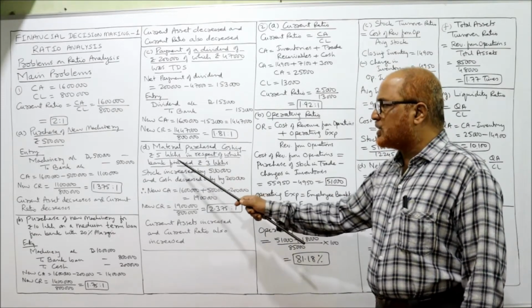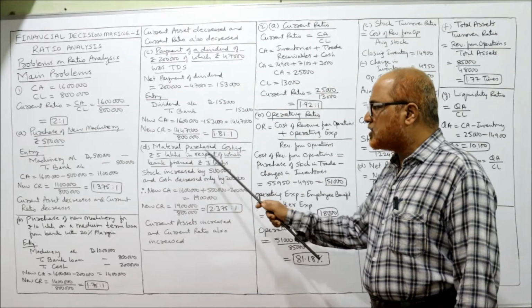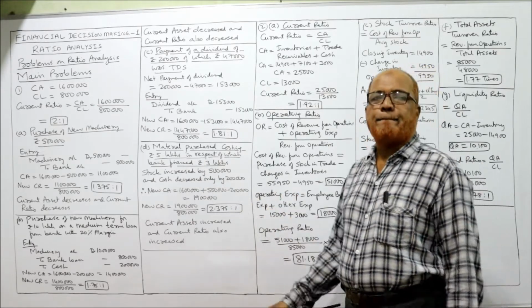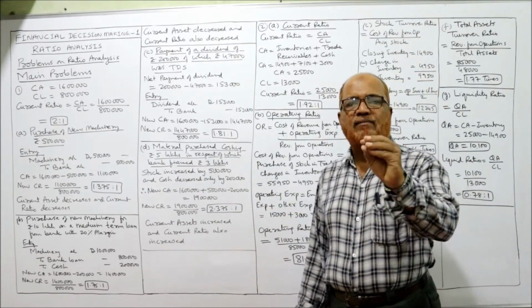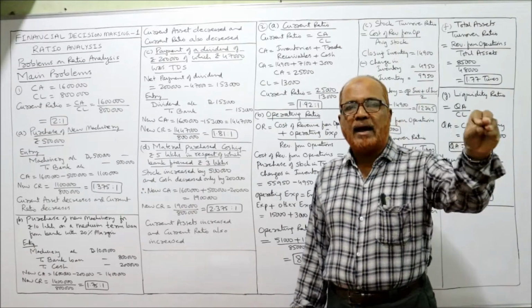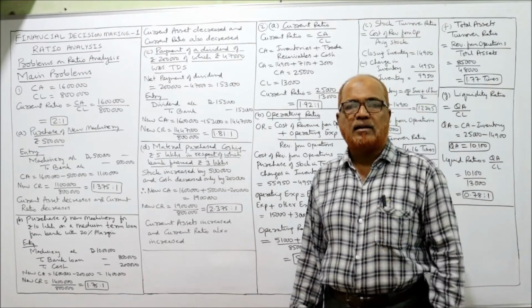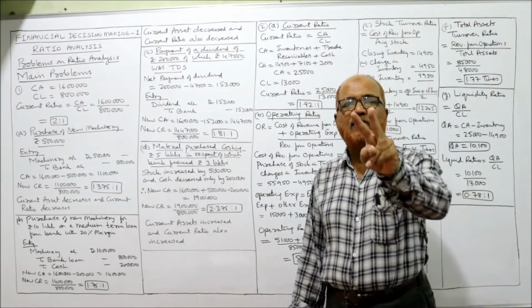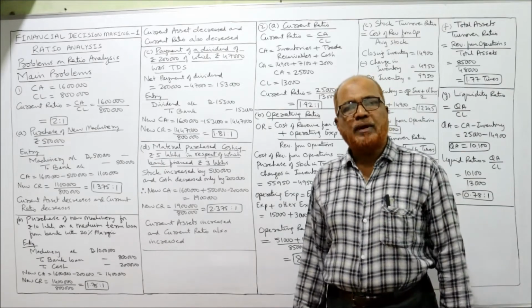The next last point. Material purchased costing 5 lakh, in respect of which bank financed 3 lakh. The total material purchased are 5 lakh, out of which the banker has financed 3 lakh. So how much we have paid? We have paid 2 lakh.